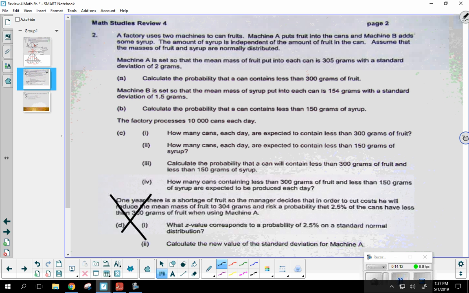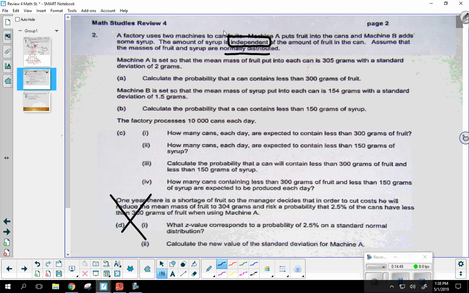Number 2. Okay, it's another probability problem, but we're going to be using normal distribution to help us out here. It says a factory uses 2 machines to can fruits. Machine A puts fruit into the cans, and machine B adds some syrup. The amount of syrup is independent of the amount of fruit in the can, and that is crucial, especially when it comes to probability. So that's coming up in one of the last questions, but we'll come back to that. Assume that the masses of fruit and syrup are normally distributed. Okay, exactly what we were just talking about a moment ago.